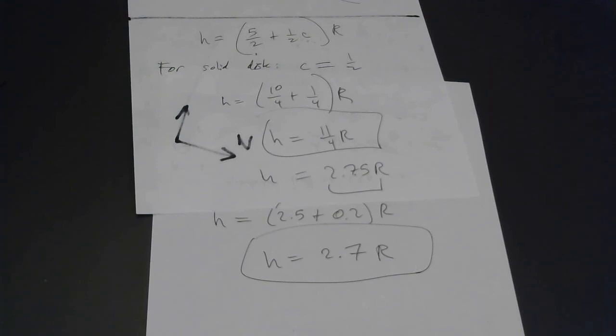The disk would have to be dropped from a slightly greater height than the ball. Why is that? Well, that tells us that for the disk, more of the mechanical energy shows up as rotation than it does for the sphere. And for that reason, you'd have to give it a little bit more potential energy to begin with.